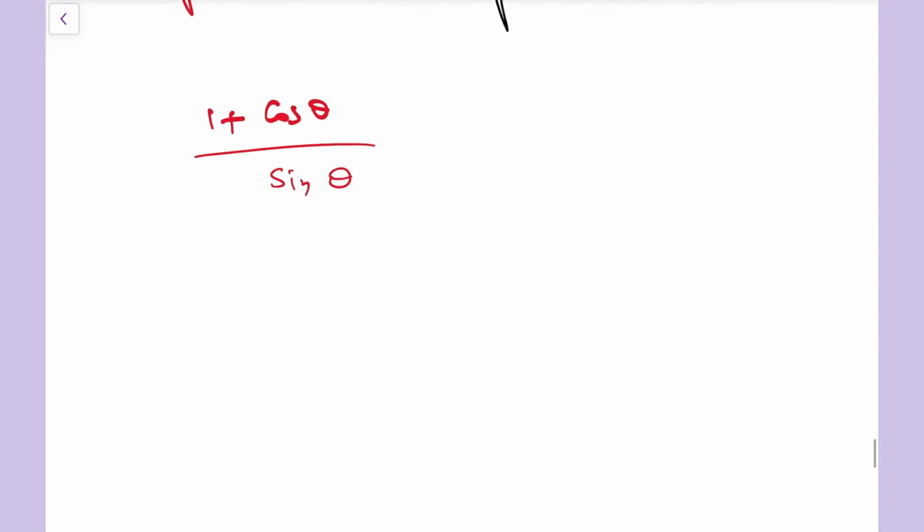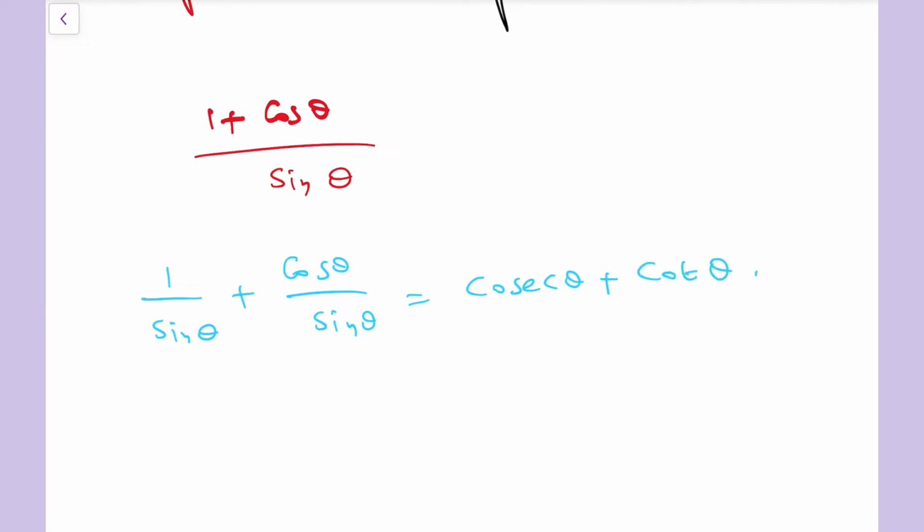Now let us change this. 1 plus cos theta by sin theta can be written as 1 by sin theta plus cos theta by sin theta. 1 by sin theta is cosec theta, plus cos theta by sin theta is cot theta. Hence proved.